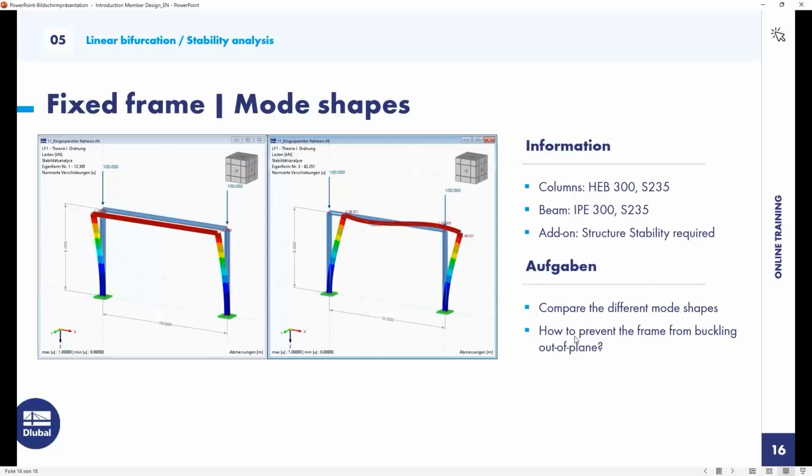Okay, so we want to compare the different mode shapes, and we also want to think about how it would be possible to prevent the frame from buckling out of plane. So this would be this mode shape.